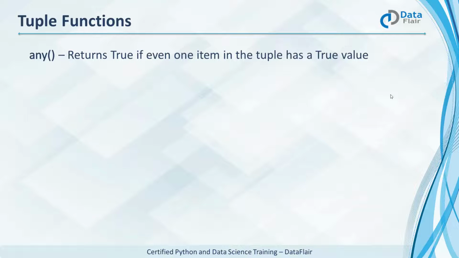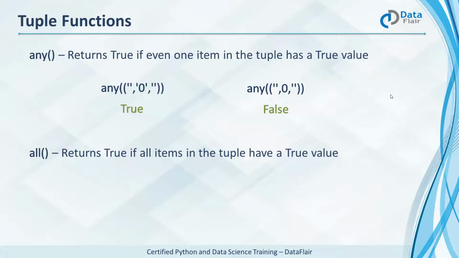Any returns true if even one item in the tuple has a Boolean value of true. Here the string 0 is true, but here the integer 0 is false. Every value is false, so false. And all returns true only if all values in the tuple are true. Here the empty string is false, so false.